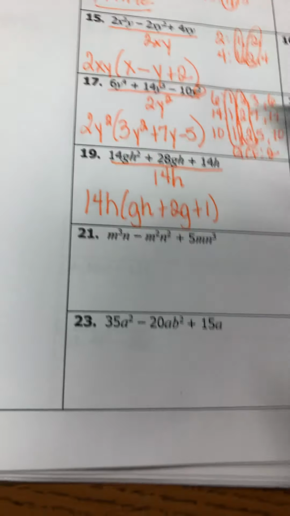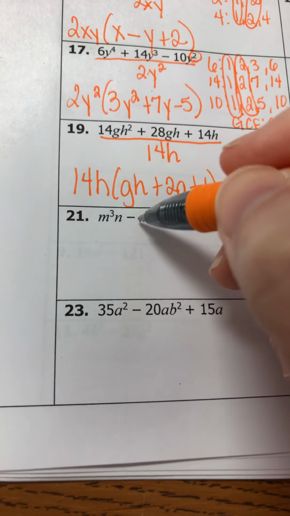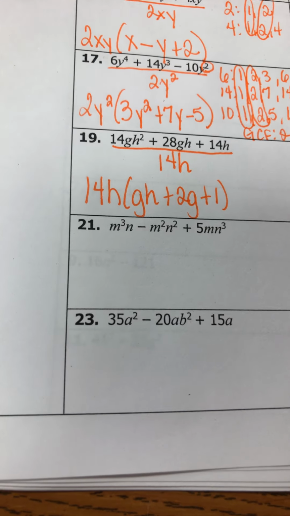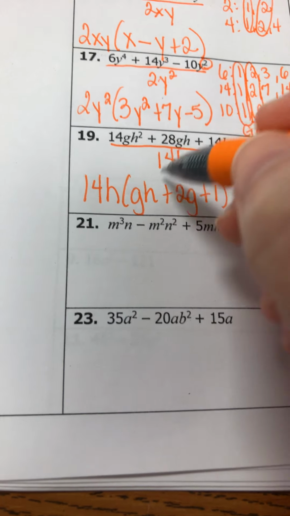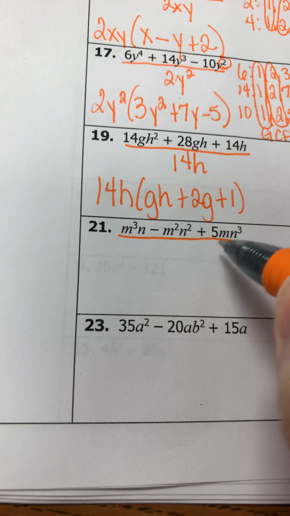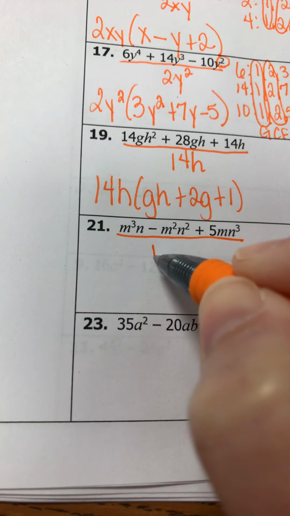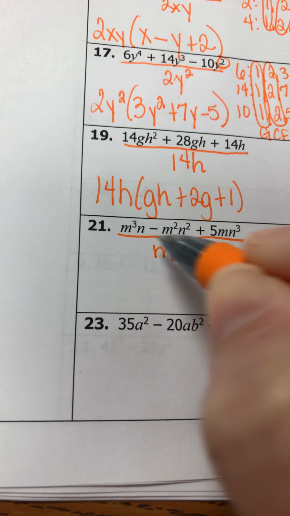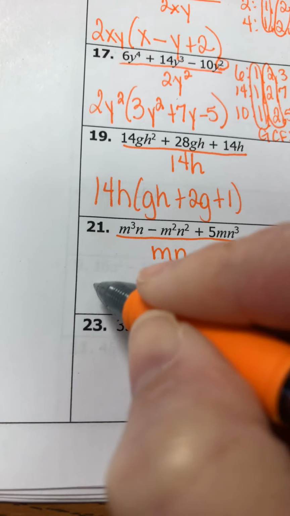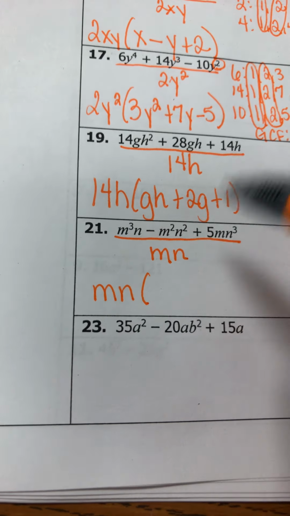Now, number 21, you've got a coefficient of 1, negative 1, and 5. If you have a coefficient of 1, that's automatically your GCF. But look at your variables. All three terms have an M. The smallest m is m to the first. All three have an n. The smallest n is n. So that's my GCF, mn.